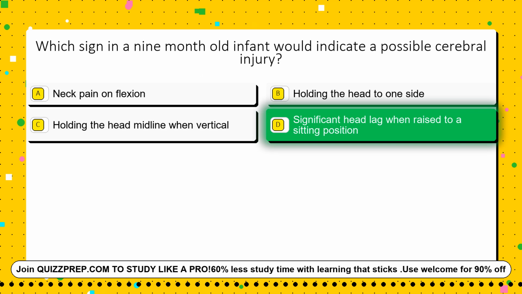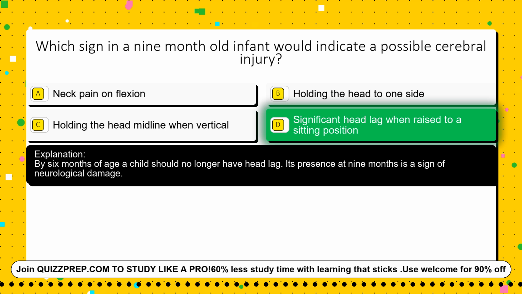The correct answer is option D. Significant head lag when raised to a sitting position. By 6 months of age, a child should no longer have head lag. Its presence at 9 months is a sign of neurological damage.